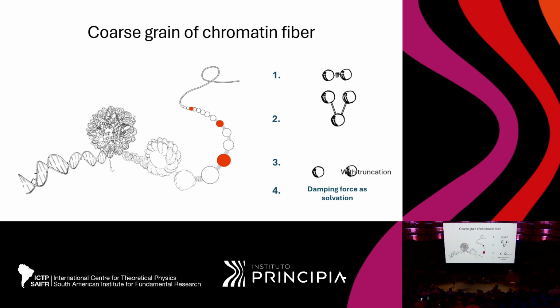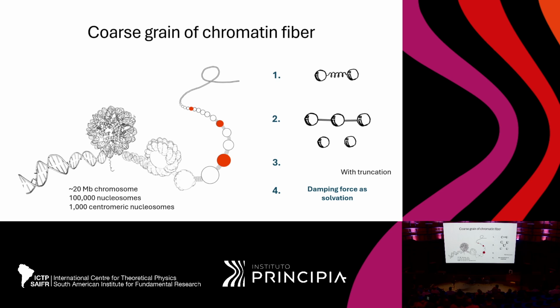Well, the idea was just that some of these nucleosomes would be centromeric, and then they would act as anchors for the loop extruders. They were randomly chosen according to an example of a holocentric species, which was C. elegans. And my entire chromosome model is only a 20 megabase chromosome, more or less, because I simulate 100,000 nucleosomes, and I put there 1,000 centromeric nucleosomes randomly.